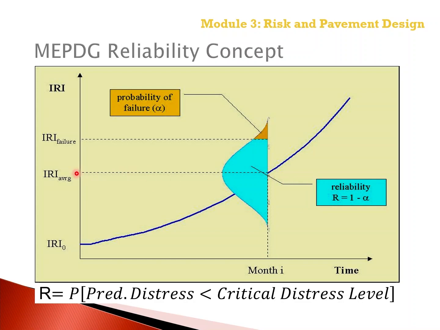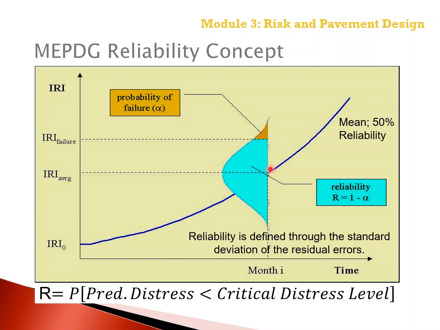The program then applies a standard deviation of the residual errors for the mean predicted IRI value. Mean predicted, and then the standard deviation of the residual errors around that mean. And that will then define the reliability. The blue dashed line is the IRI at the reliability level and used to define the acceptability of the design strategy.